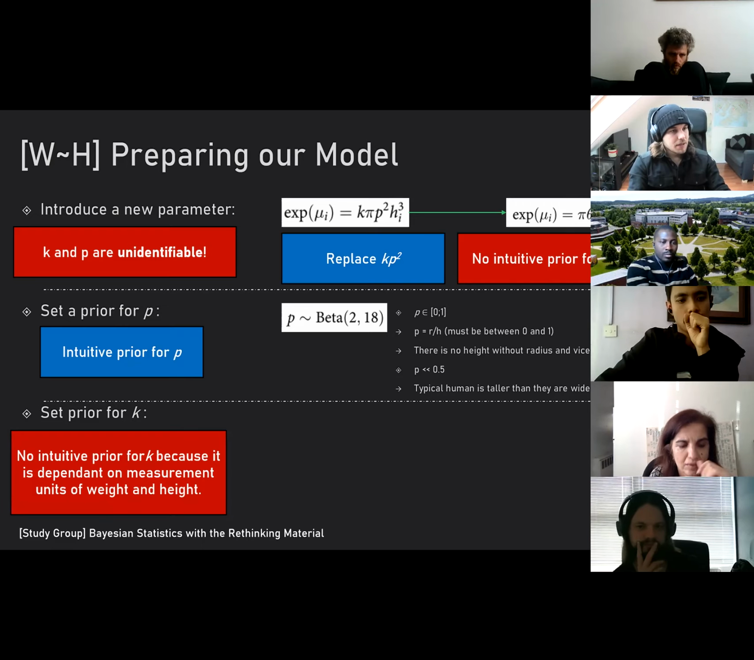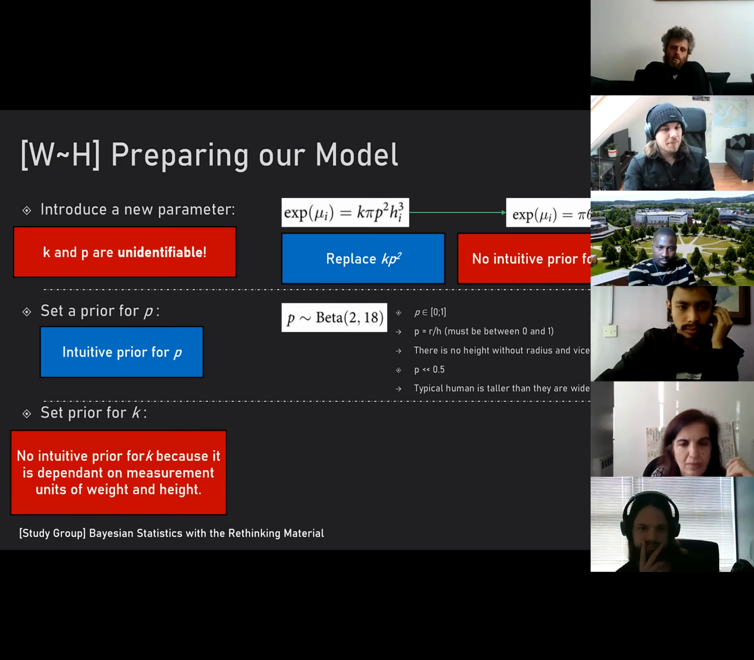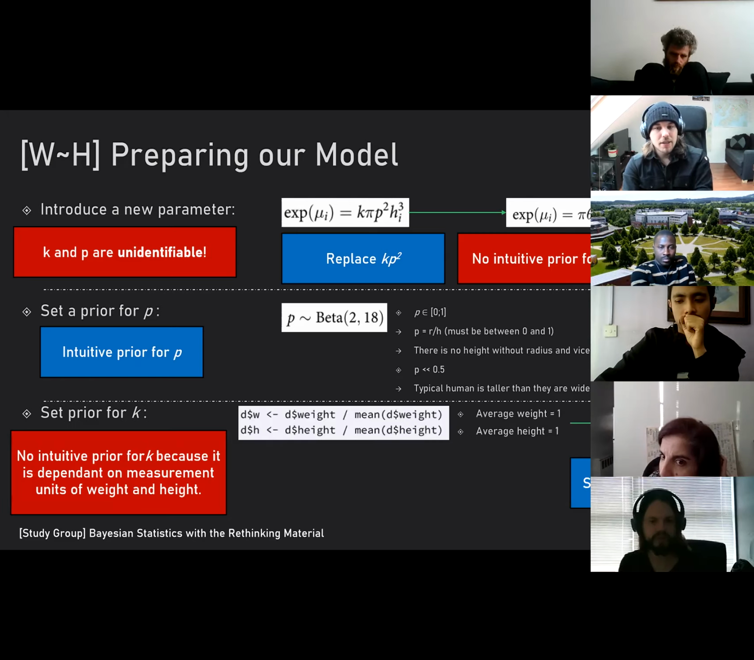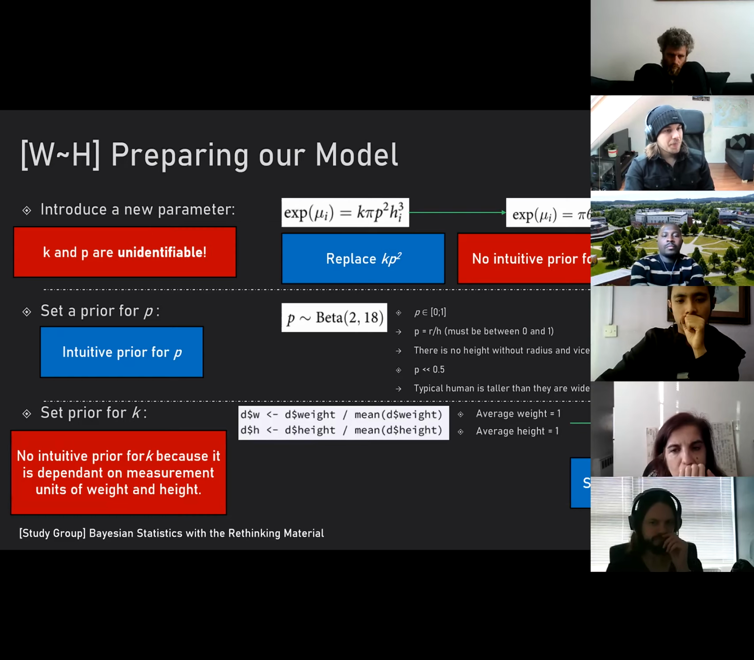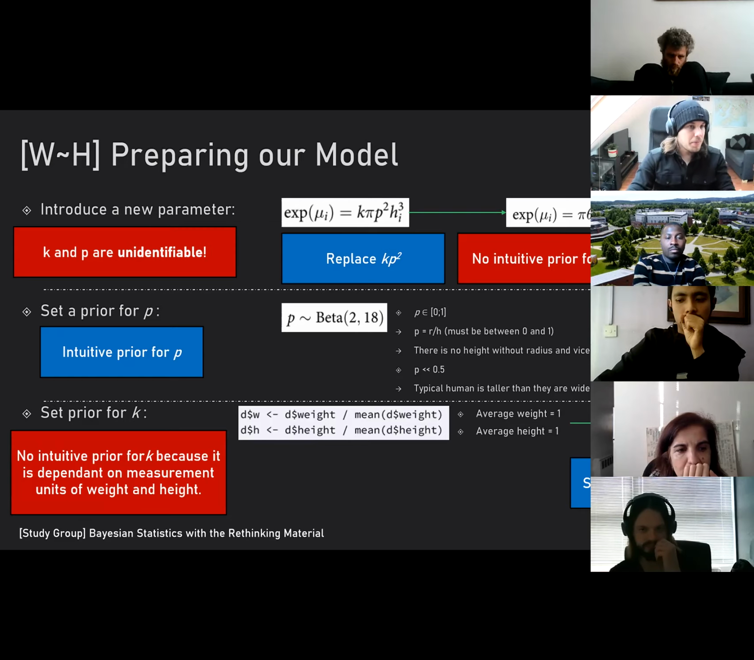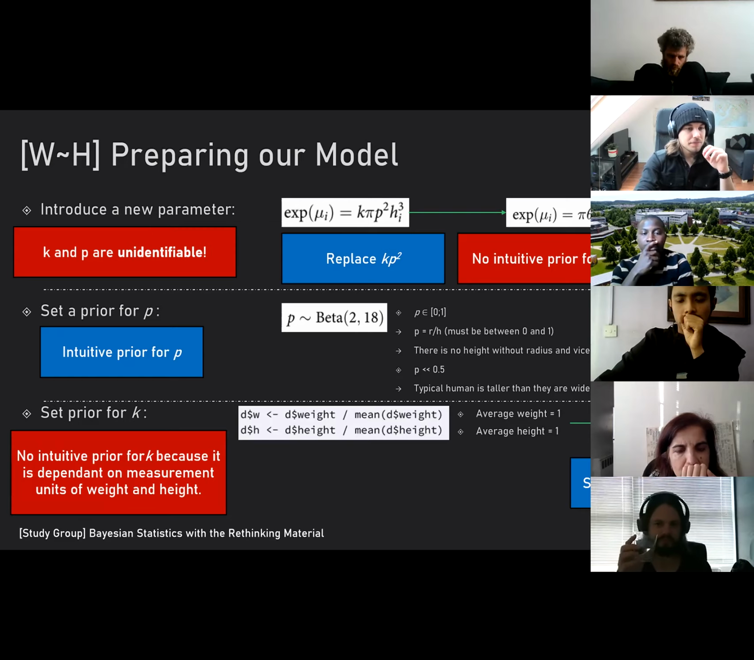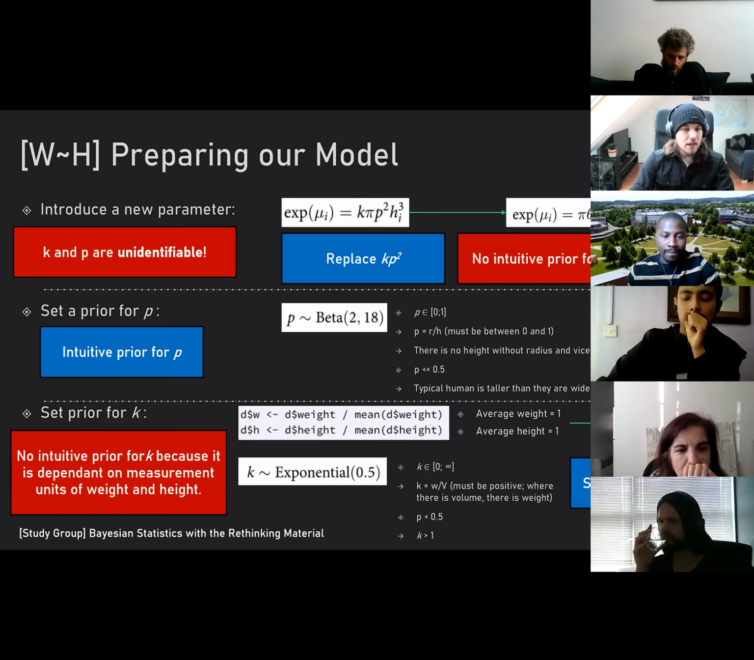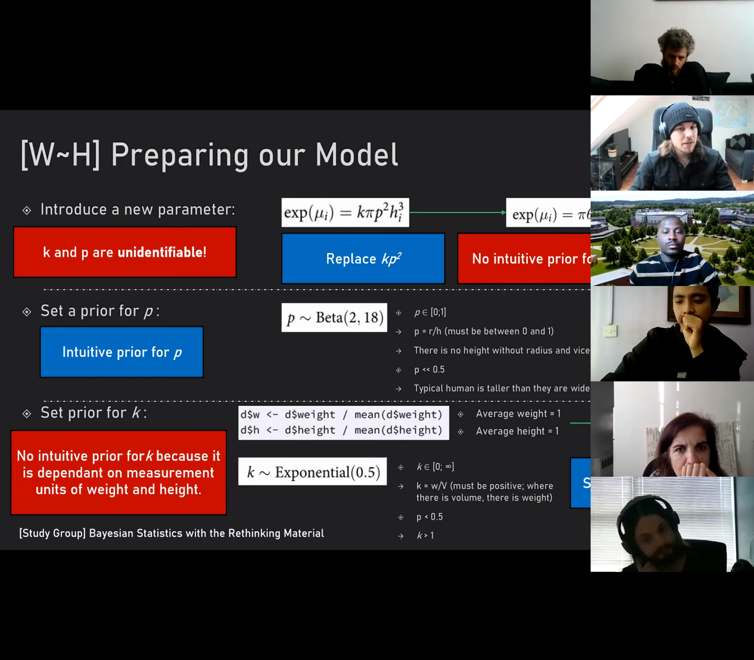Unfortunately, that's a bit difficult because K is dependent on the measurement units of both weight and height. So what we can do to address this is simply standardize the variables, which will help us come to an understanding of saying probably at average weight, our human will be of average volume, which will be the density. So what we can do is just put an exponential on this. We know that this must be positive because when there's no volume, there's no weight.